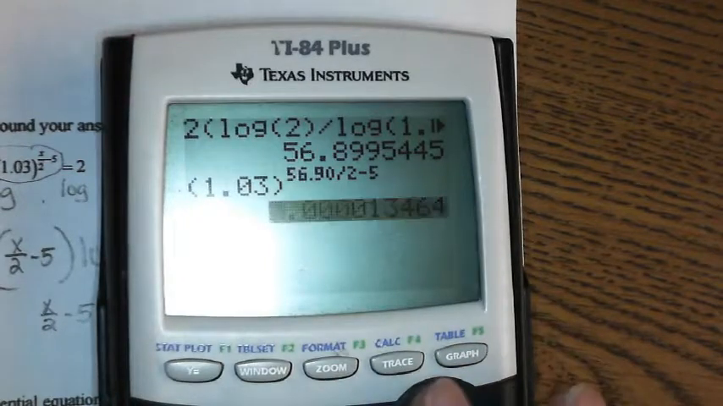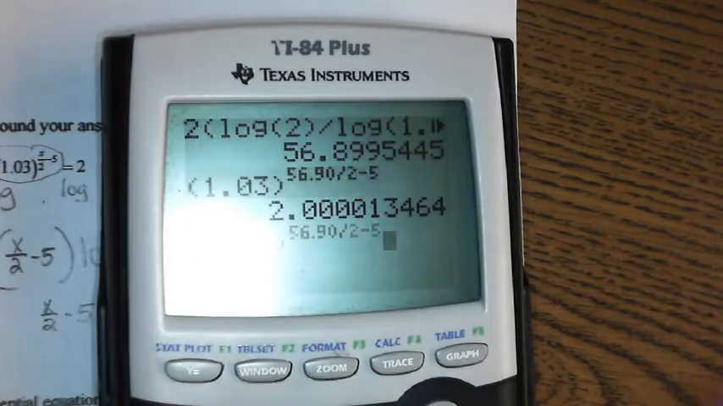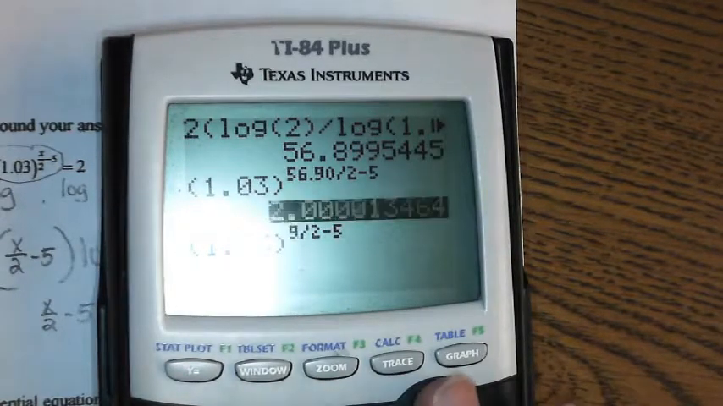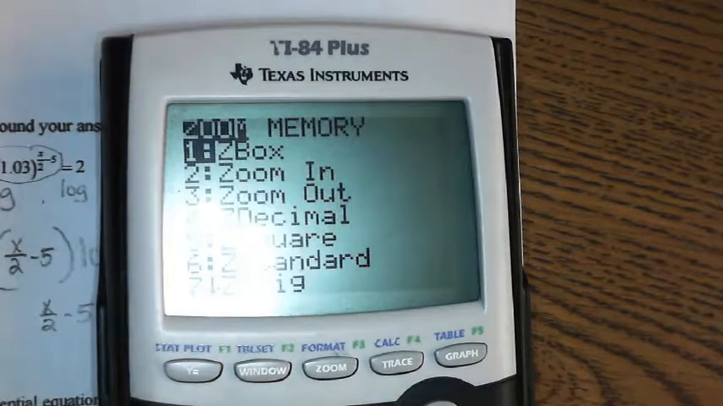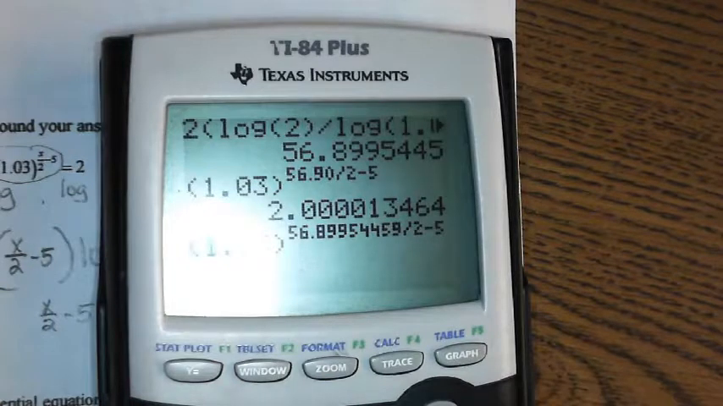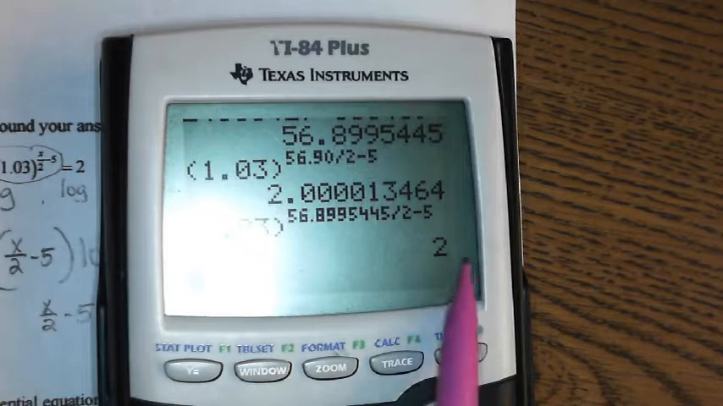If I had gone up here and for the 56.90, delete, delete, delete, delete, insert, and I went up and I got that exact answer, I'd get exactly 2. Okay?